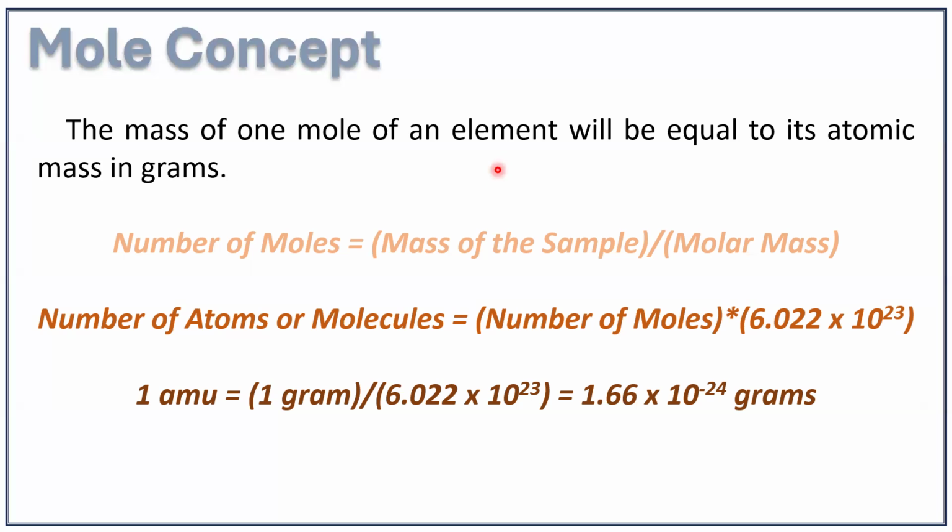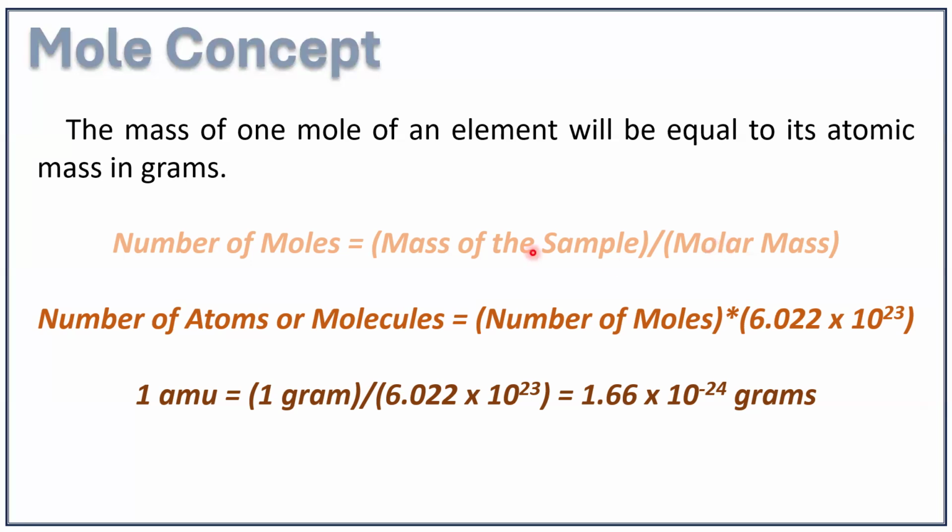So the mass of 1 mole of an element will be equal to its atomic mass in grams. And how will you calculate the total number of moles? Mass of the sample divided by molar mass. So for example, I have 56 grams of water. What is its number of moles? How do you calculate the number of moles of water? 56 divided by the molecular mass of water, which is 18. 1 mole of water weighs 18 grams. So 56 grams divided by 18 grams. That will give about 3 moles.